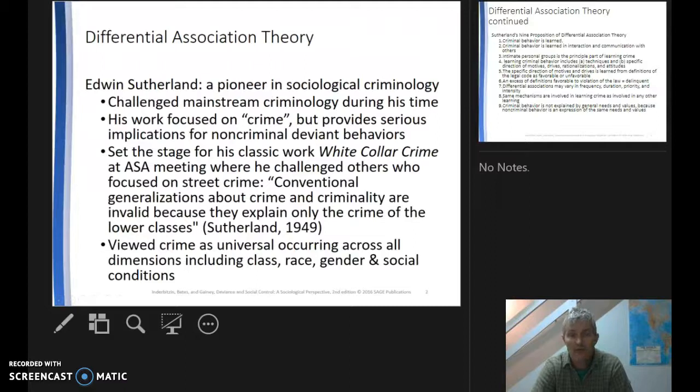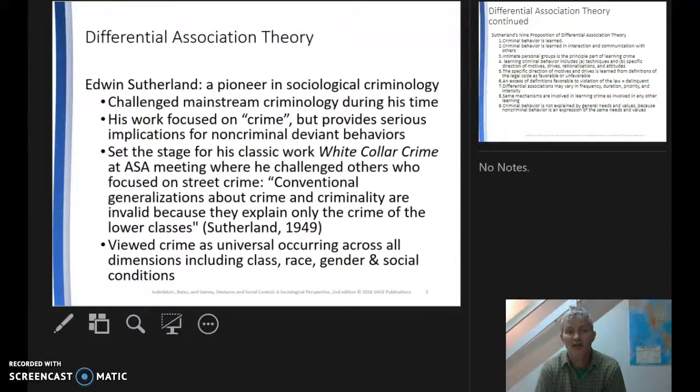Edwin Sutherland, of course, is a pioneer in sociology, especially criminology. And he became a pioneer because he challenged mainstream criminology during his time. He focused on crime, but provided serious implications for non-criminal deviant behavior as well. So he was very critical of the fact that most criminologists looked at common and petty street crime, and Edwin Sutherland was just as interested in white-collar crime.